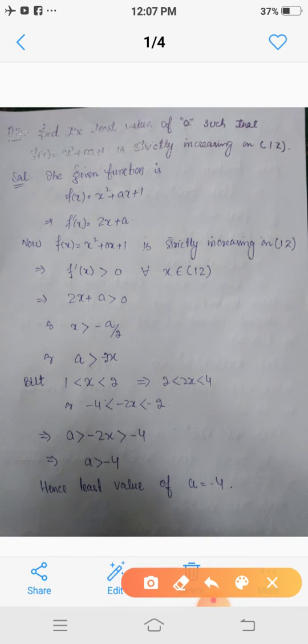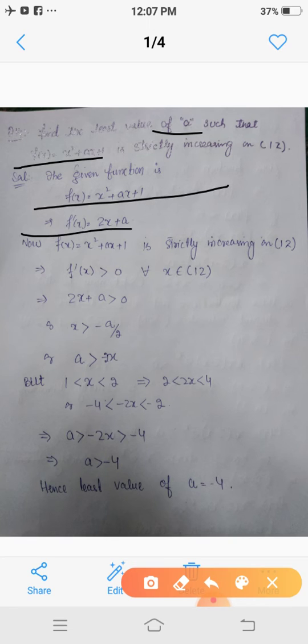Now we have to find the least value of a. Least means there does not exist any value less than the given one which satisfies the condition. That is, we have to find the least value such that f of x equals x square plus ax plus 1 is strictly increasing in 1, 2. Now the given function is x square plus ax plus 1, and its derivative is 2x plus a.